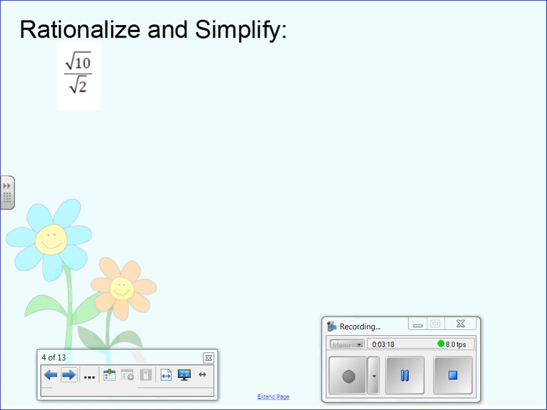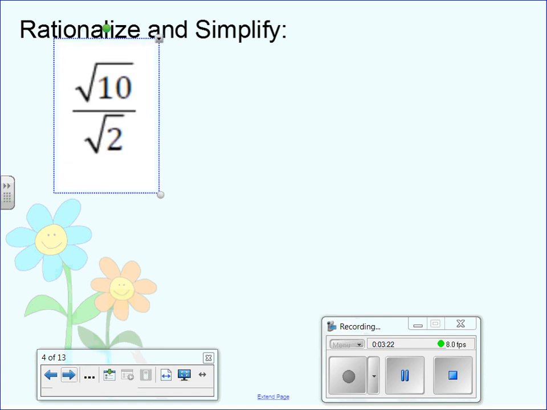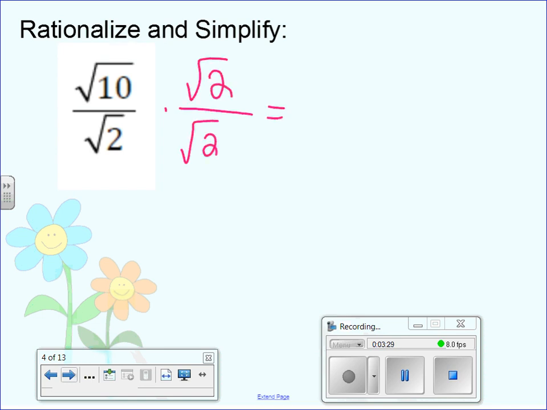All right, we got square root of 10 over square root 2. Go ahead and jot that down. We're going to multiply by the square root of 2 on top and bottom, giving us radical 20 and radical 4. Now let's talk a little bit more about this one.